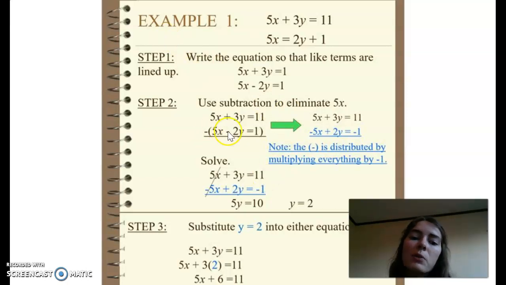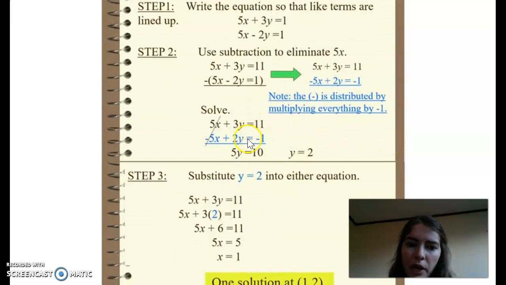But to subtract, we also have to subtract this negative 2y, and we have to subtract 1, okay? So right over here, I have negative 5x plus 2y. See how this negative and another negative becomes positive, and then our positive 1 became a negative 1. Okay, so we distributed that negative to all of them.